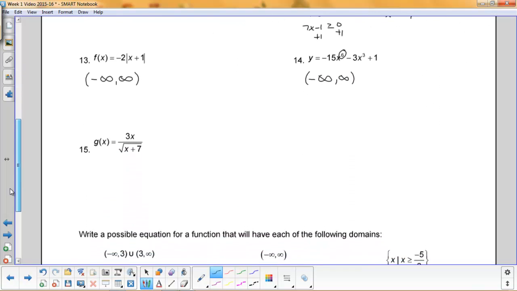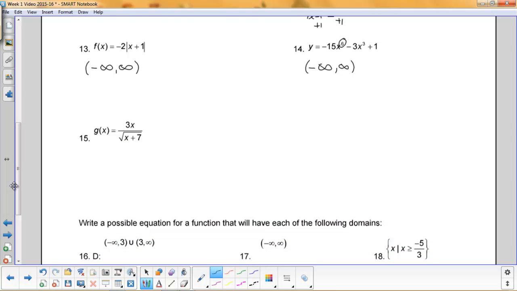All right, number 15. This one throws a new wrench into it. I've got a radical and I've got a denominator. So let's address both of them separately, okay? Let's first start with the denominator. I'm going to leave the radical off for just a second. The denominator equals x plus 7. The denominator, what was that one again?